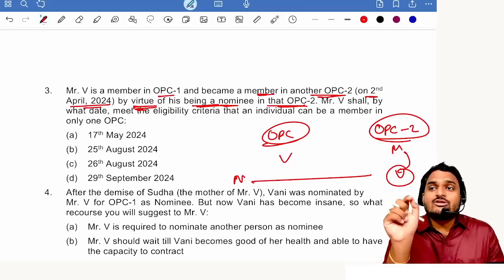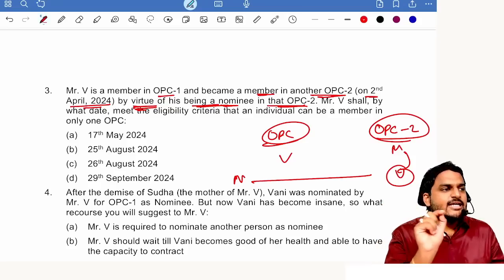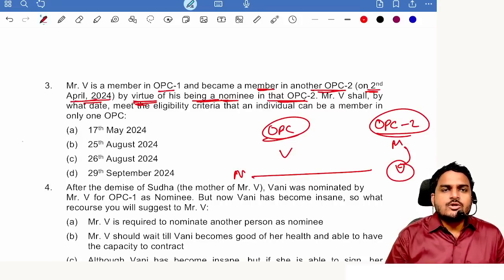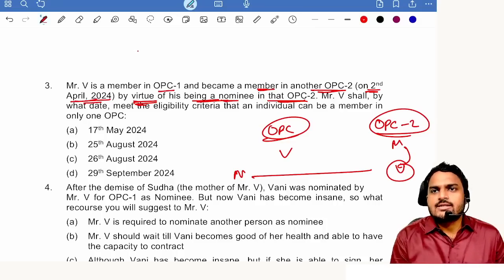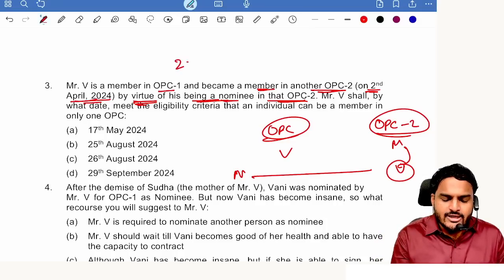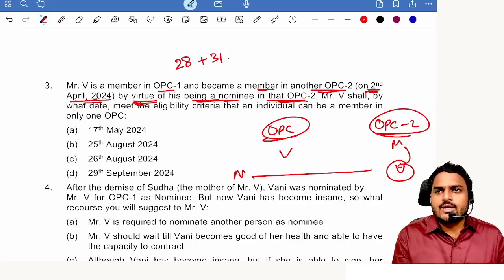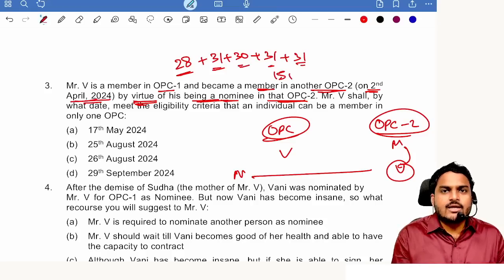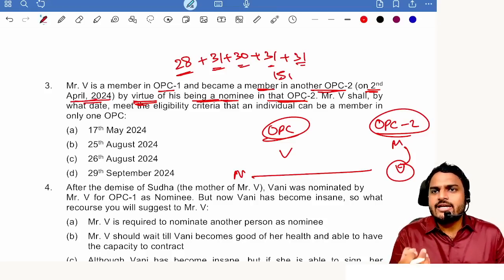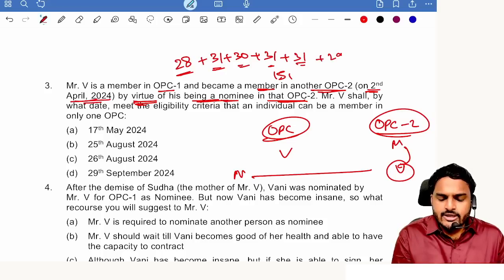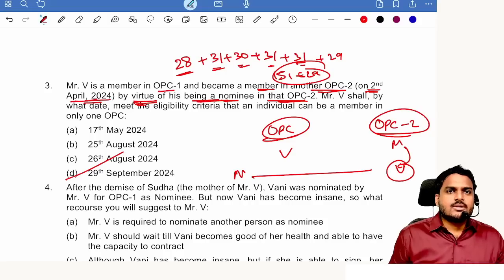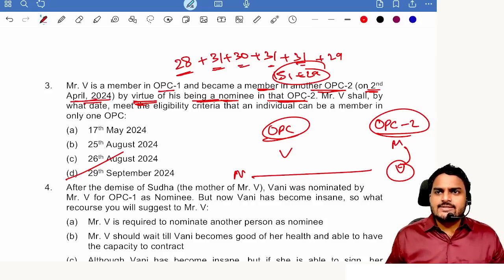2 OPCs. Corrective action should be taken within how many days? Exactly 180 days. Now we'll count, when he became member, 2nd April. In April we are having 30 days. So 2nd April, 2 days ignore, 28 April, May month 31, June 30, July 31, August 31. So count up to here first. 151. And for 180, how many days do we need extra? 29. So plus 29. So that means 29 September, option D. Correct? Everyone? No need to read case scenario.